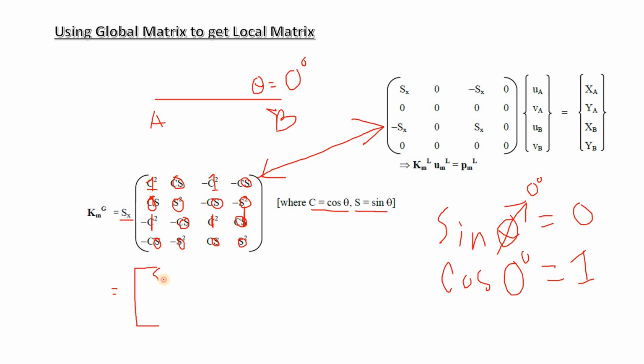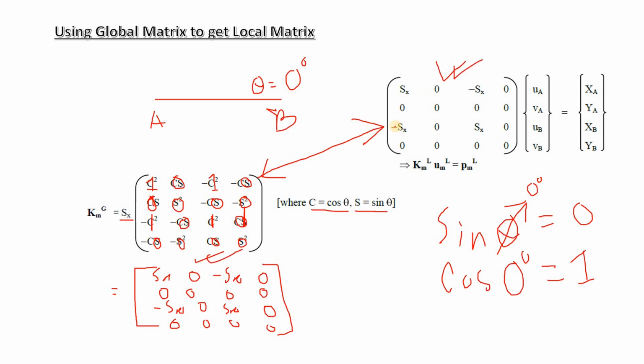Here 1 Sx is Sx, 0 Sx is 0, negative 1 Sx is negative Sx, 0 is 0, then 0, 0, 0, 0, and negative 1 Sx is negative Sx, and we have 0, then 1 into Sx is Sx, and 0 is 0 again, 0, 0, 0, 0. So right here you can see that this matrix is the spitting image of this matrix.